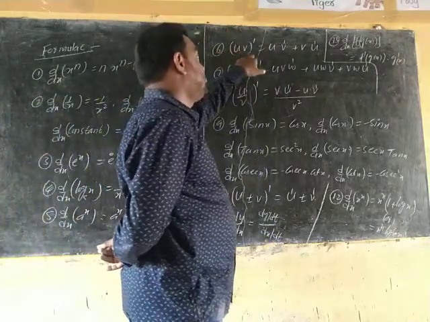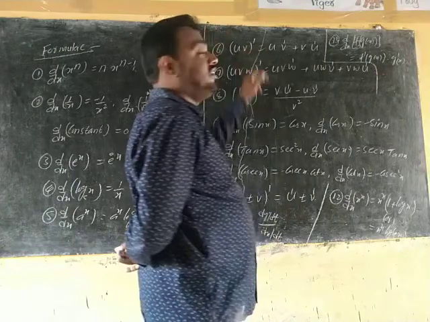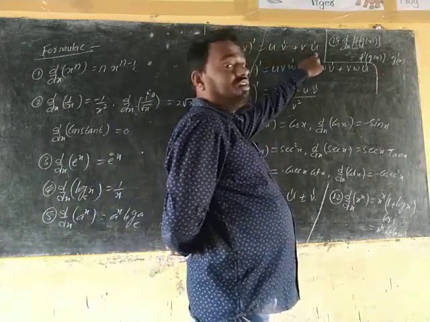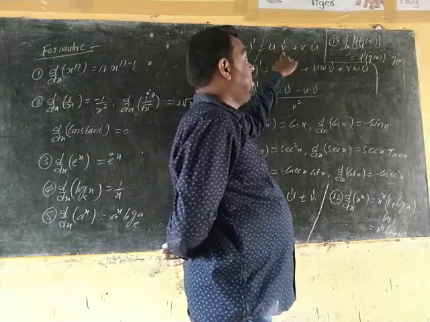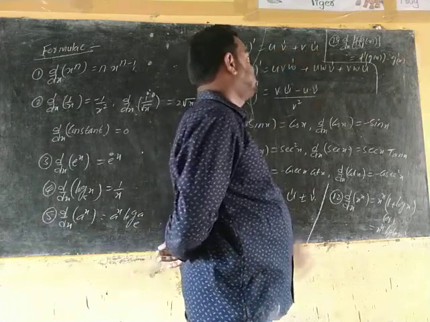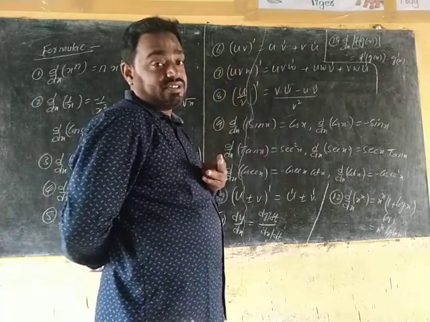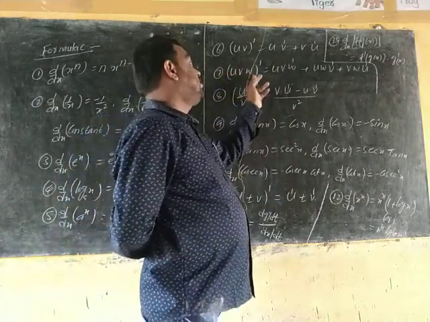Derivative of (uv)' is equal to u into derivative of v plus v into derivative of u, that is, uv' plus vu'. Next, the product rule for three functions, (uvw)'.